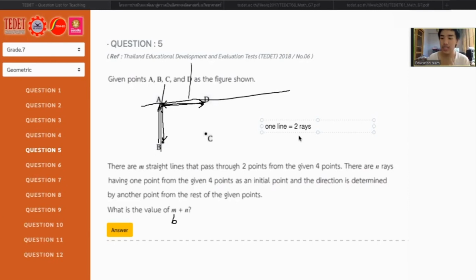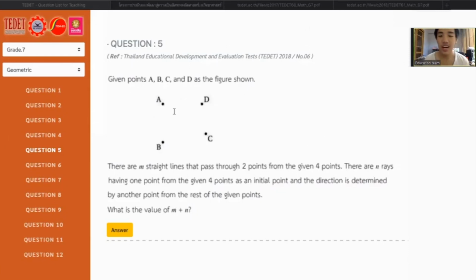6 lines, 6 times 2, 12. So we're going to get 12 rays. So altogether, we have 6 lines plus 12 rays, which would give us 18. So that's another way to think about this. Definitely slightly harder, but it's actually kind of easier to do. Okay, one last way of doing this.